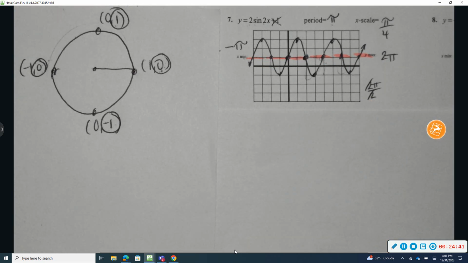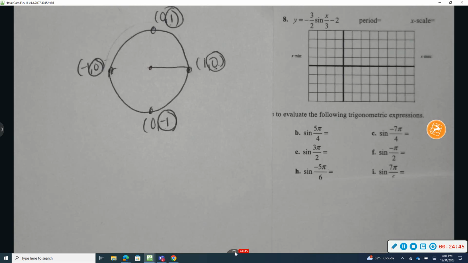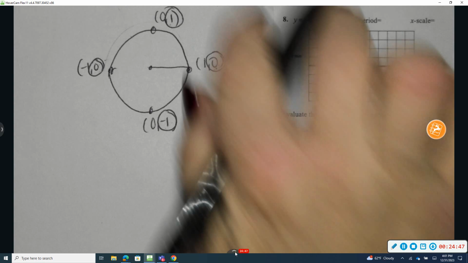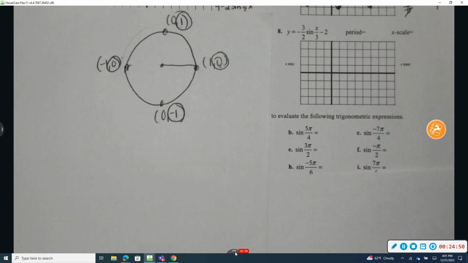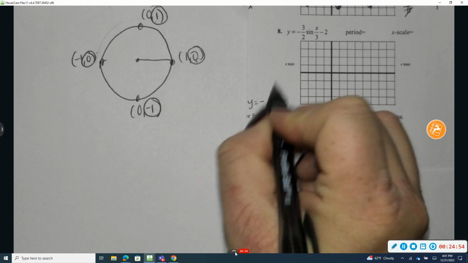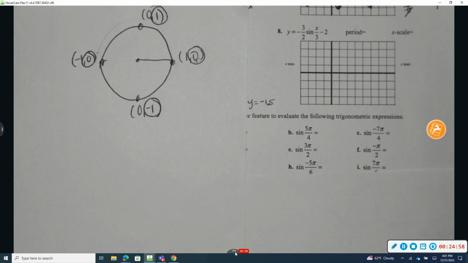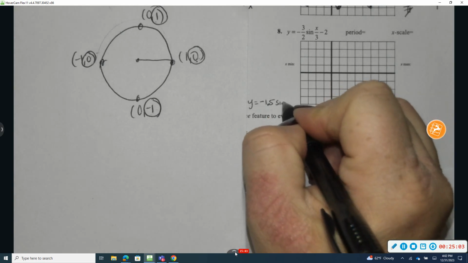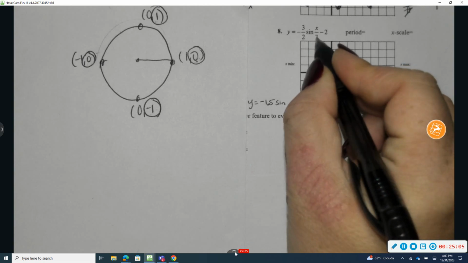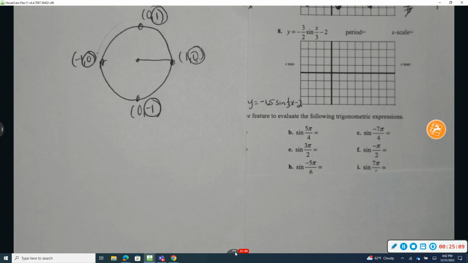Let's take a look at number 8. I'm going to start by rewriting this function. I'm going to do it down here where I have a little bit more space. Let me zoom out here. So I have y equals negative 3 over 2, which, by the way, is the same as negative 1.5. You could leave it as a fraction. It's just going to be helpful for me to turn it into a decimal. And then I have the sine. Now, when it's just basically over 3, that's the same as 1/3 x minus 2. So I've just rewritten this function.